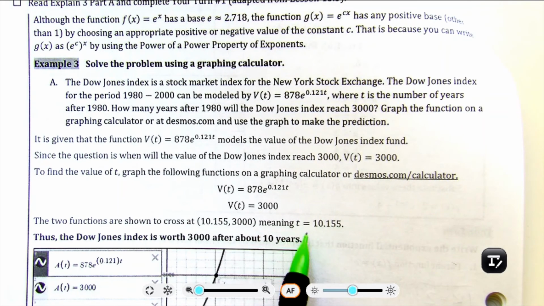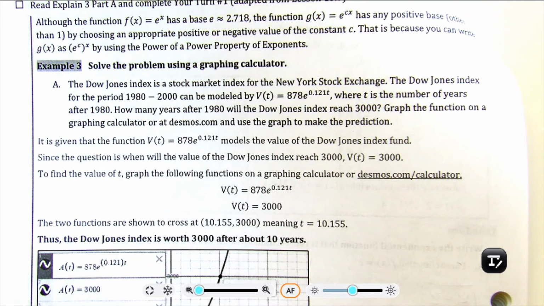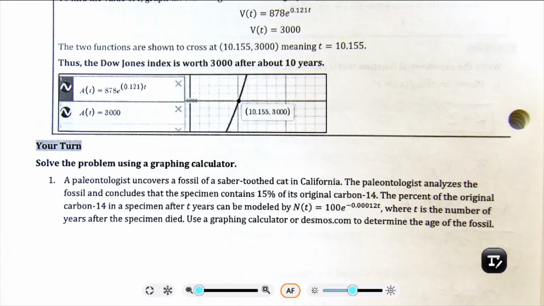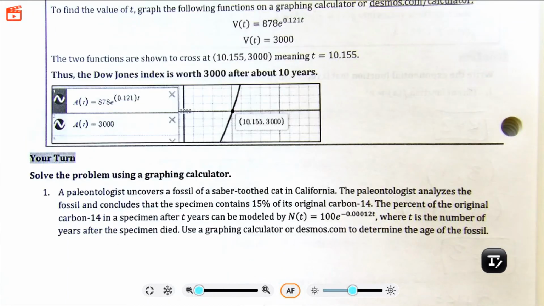Next, let's try a problem on our own. So let me walk you through this one. A paleontologist uncovers a fossil of a saber-toothed cat in California. The paleontologist analyzes the fossil and concludes that the specimen contains 15% of its original carbon-14.